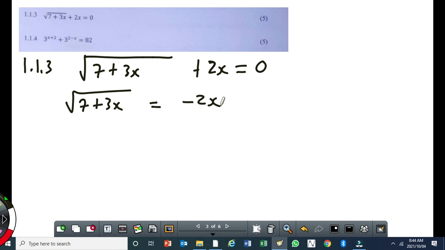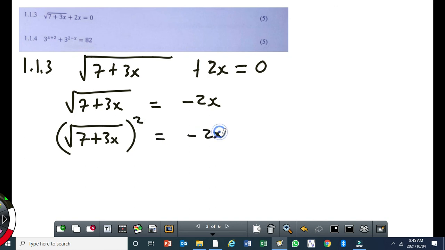Then the next thing now is to remove the square root sign by squaring both sides. So this becomes 7 plus 3x squared. You get a mark for this step. Then the minus 2x, you also square it. One mark for squaring both sides. Then on the left, you'll be left with 7 plus 3x. On the right, you will get 4x squared.